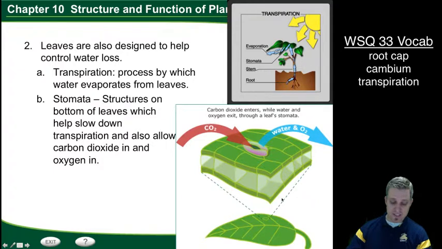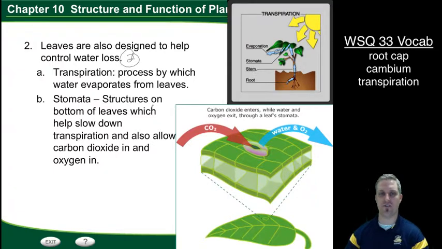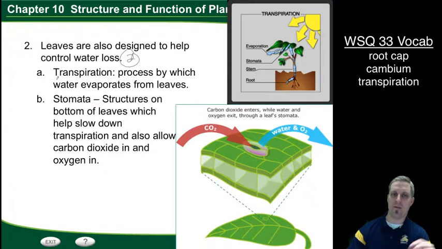Now, a second thing that leaves are used for is to control water loss. This is the second we talked about. Now, I just kind of started with the stomata. Let's spend a little bit more time on it. Transpiration is a scientific term that means the process by which water evaporates from leaves. You can see here's an example of transpiration. Water comes in through the roots, it goes up into the plant to the leaf, and then it exits through evaporation out of the stomata.